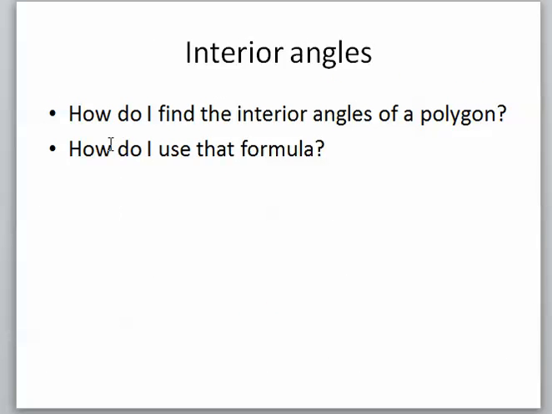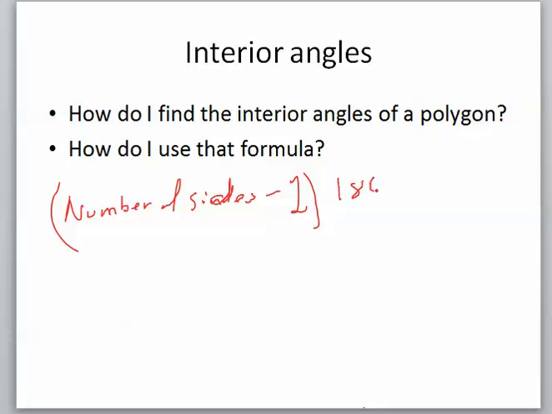Let's see here. This one, interior angles. How do you find interior angles of a polygon? Well, you count the number of sides. So you find the number of sides. Okay, you take the number of sides, you subtract 2 from it. Now I can't find my mouse. There it is. Okay, minus 2, and you take that value and you multiply it times 180. So the number of sides minus 2 times 180.